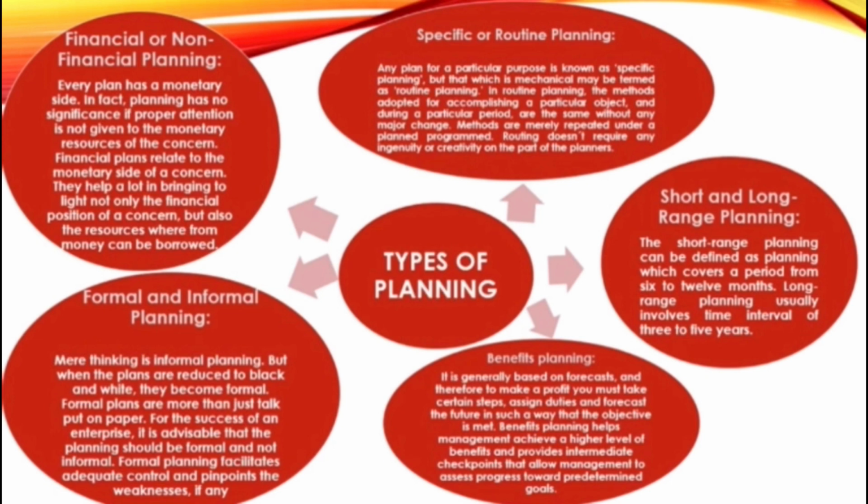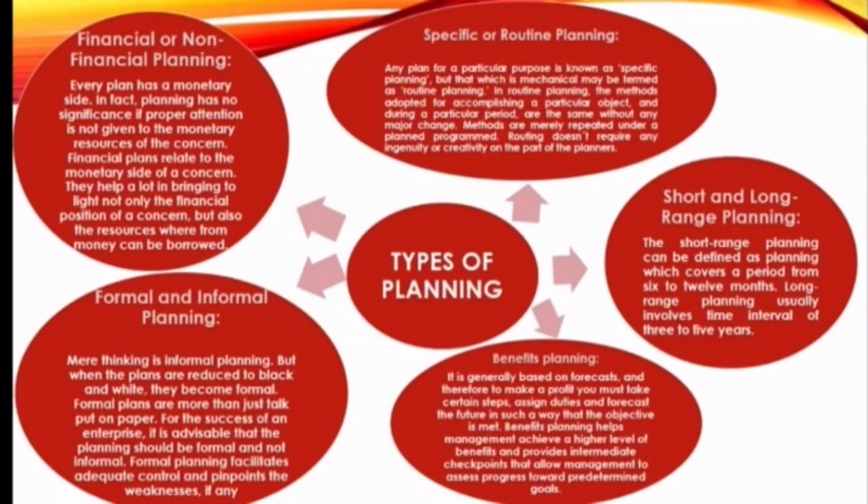In informal planning, nothing is written and it is used more in small companies. This is also general, while formal planning defines specific goals that span several years, and here the goals are written and the members of the organization participate. Benefit planning. Benefit planning helps management achieve a higher level of benefits and provides intermediate checkpoints that allow management to assess progress toward predetermined goals.